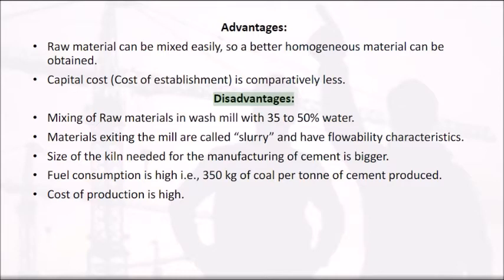Disadvantages: Mixing of raw materials in a wash mill with 35 to 50% water. Materials exiting the mill are called slurry and have flowability characteristics. The size of the kiln needed for the manufacturing of cement is bigger. Fuel consumption is high, i.e., 350 kilograms of coal per ton of cement produced. Cost of production is high.